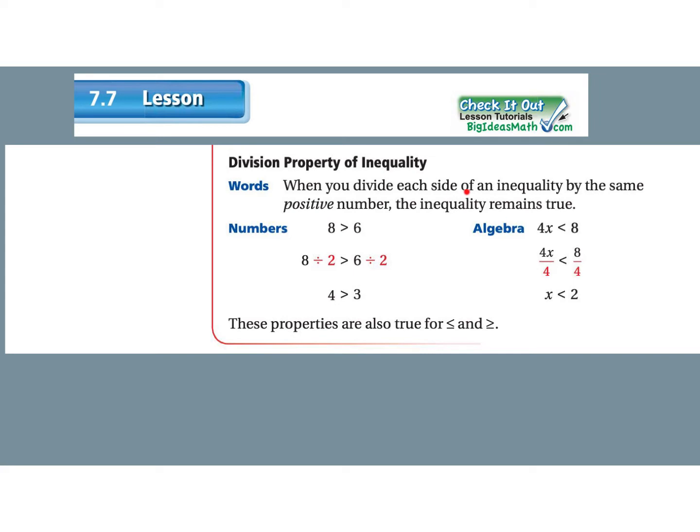So, division property of inequality. When you divide each side of an inequality by the same positive number, the inequality remains true. 8 is greater than 6. We know that's true. If you divide both sides by 2, you get 4 is greater than 3. That's still also true. In algebra, 4x is less than 8. Well, if you divide both sides by 4, remember those 4's cancel out, so then you get the x by itself, and then you get x is less than 2. So these properties are also true for less than or equal to and greater than or equal to.